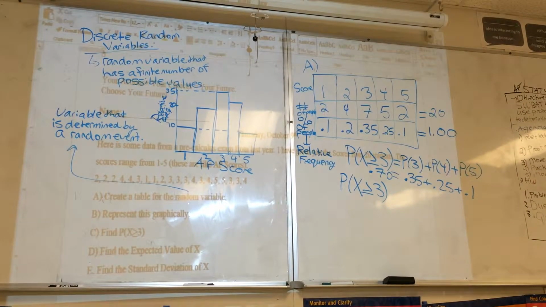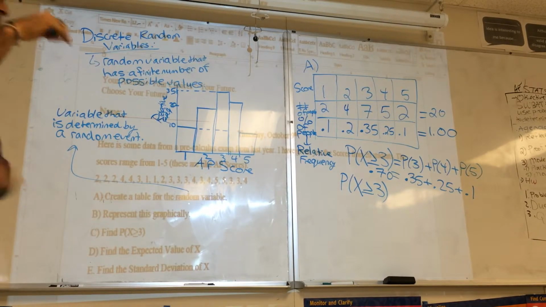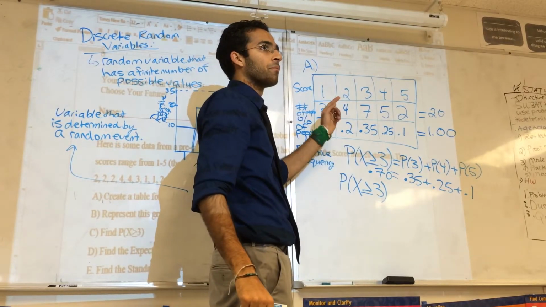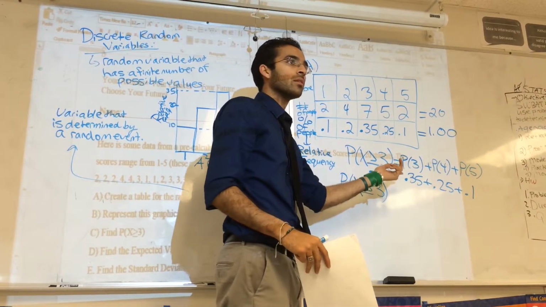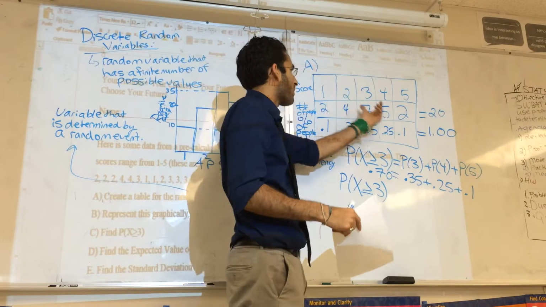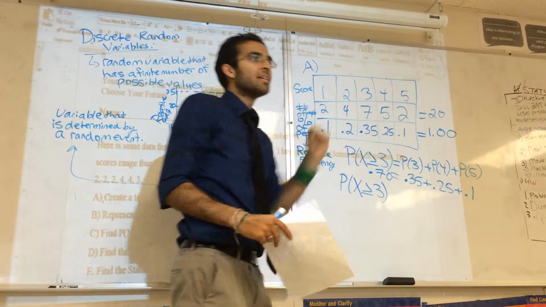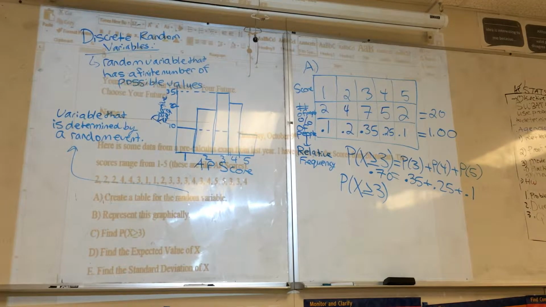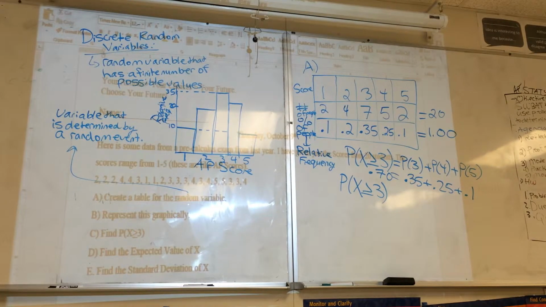Right. So it would be, out of the total number of people, 70%. So the probability that if I pick somebody out of this group that they have a score of a 3, 4, or 5 is 0.7. 70%. Okay, so it is out of the total number of people.